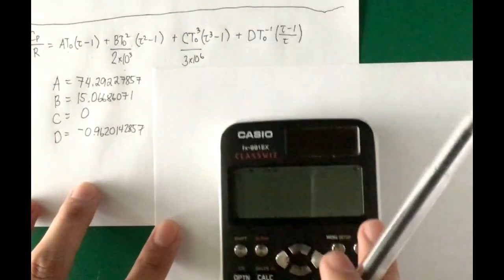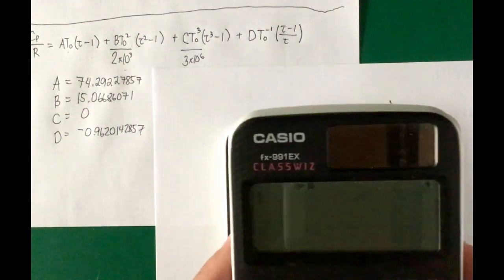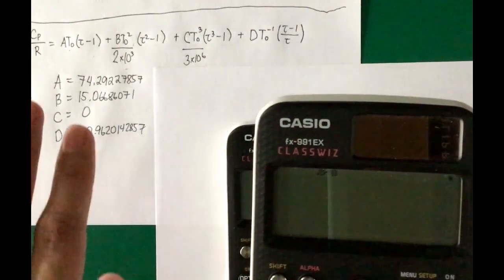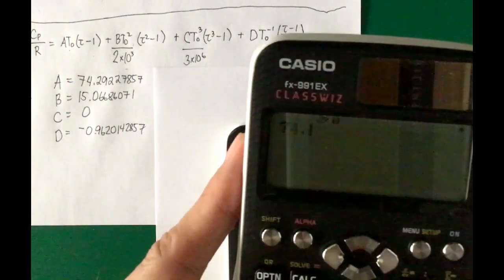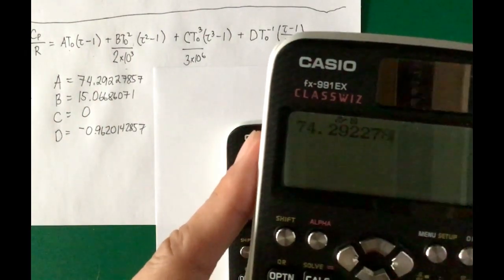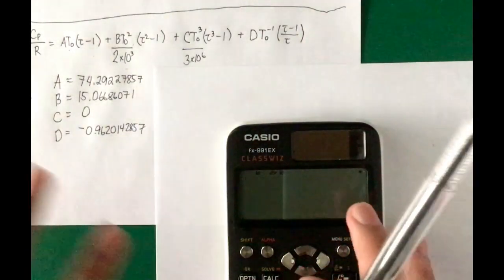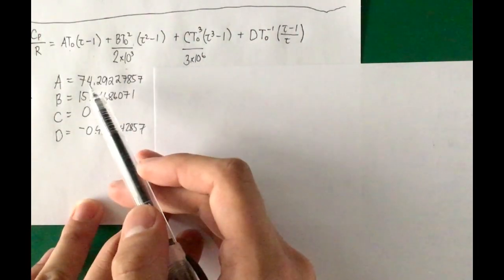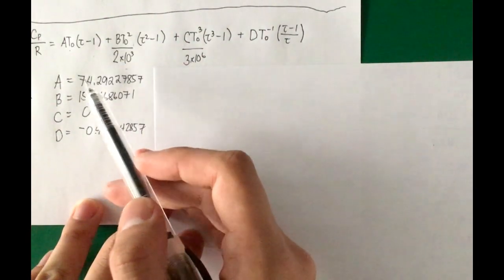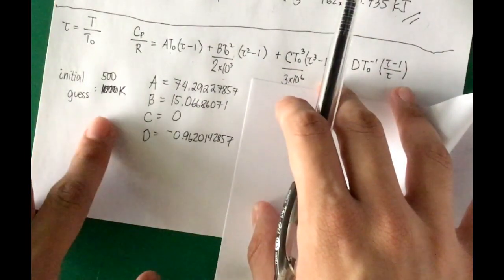So what we're going to do now is use 2 calculators so that we are more efficient. So we just plug the equation into this calculator. So we have 74.292278. What I do here is we're going to do iteration. So I've started a new sheet of paper to illustrate how this works. We're going to have an initial guess. Our initial guess here is, as you said, 500 Kelvin.